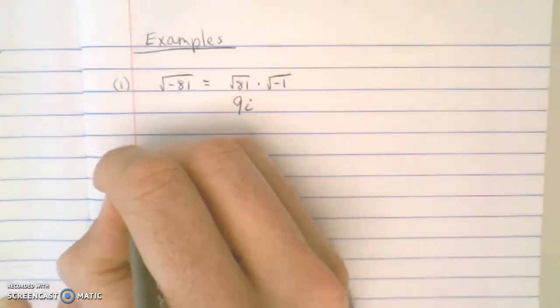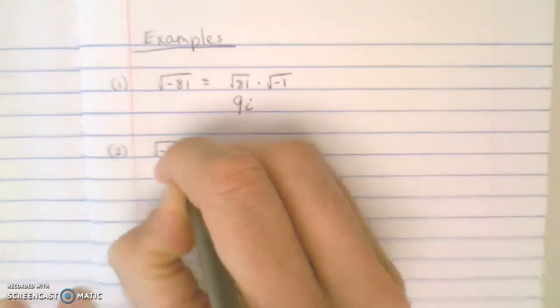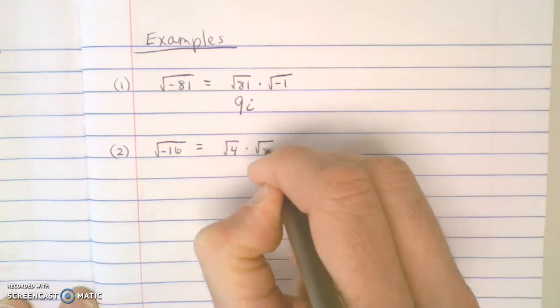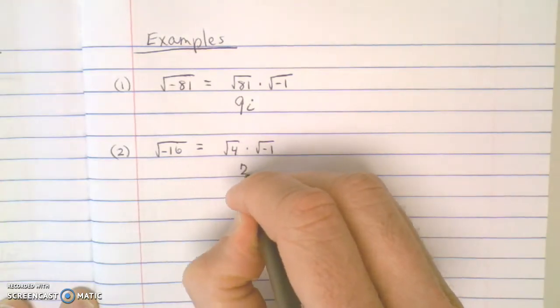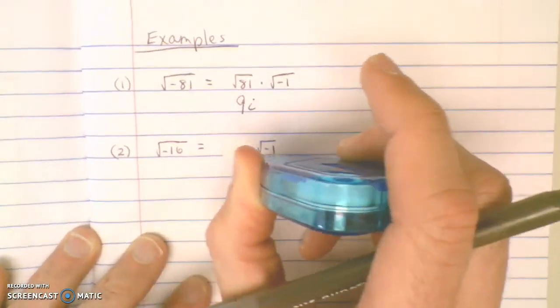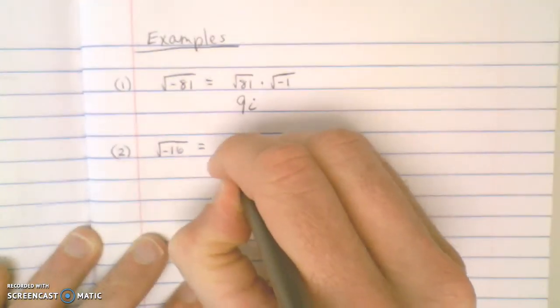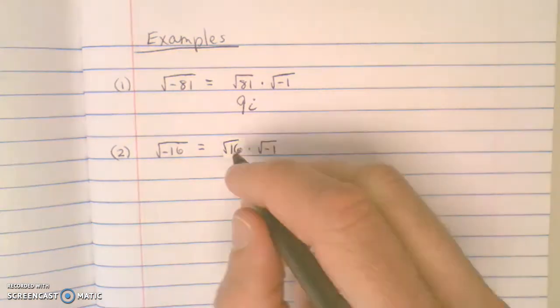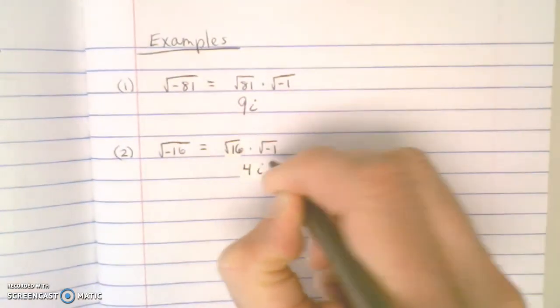So another example, if I said the square root of negative 16, I can break it down again into the square root of 4 times the square root of negative 1. So, that's the square root of 16. Make that correction on there. Let me get my whiteout. So that's the square root of 16 times the square root of negative 1. So the square root of 16 is 4, and then I can rewrite that as 4i.